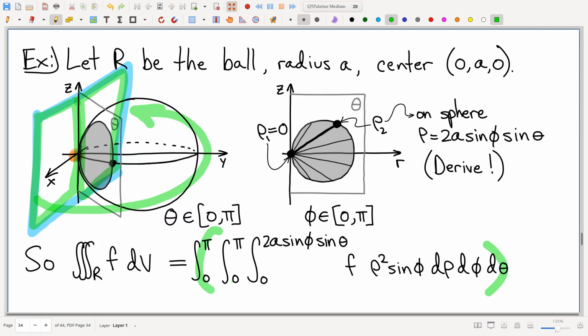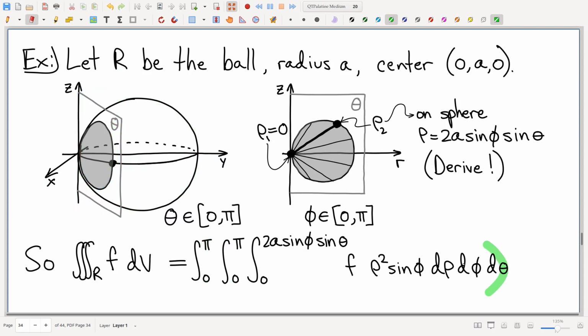That makes sense? Purely geometric appeal. You've got to see it from the picture. Okay. Right. So then, as usual, we're going to focus now on a single theta slice.